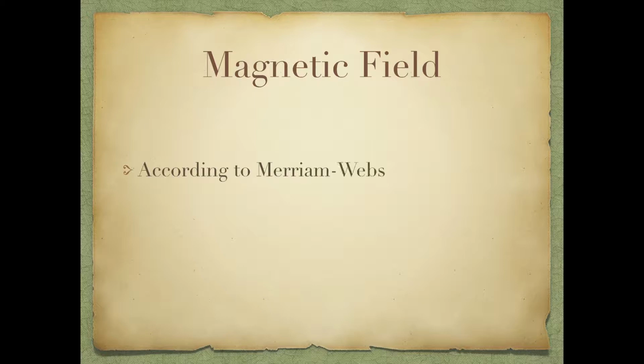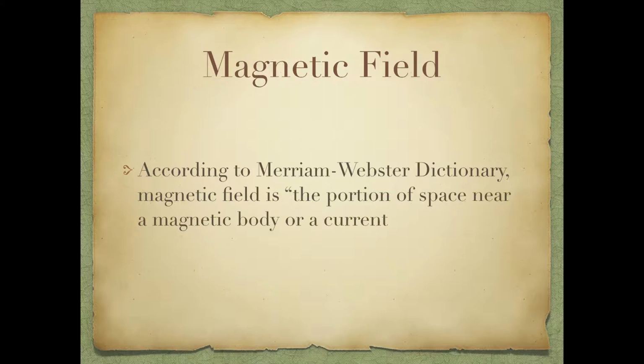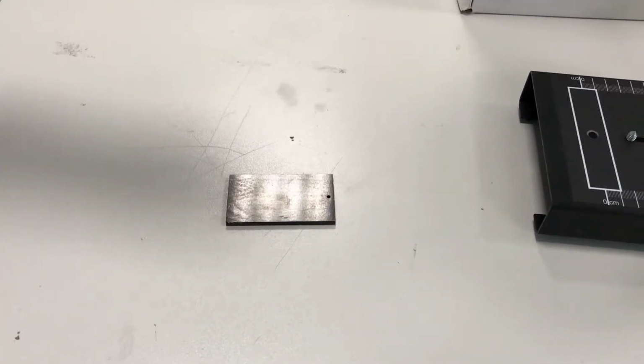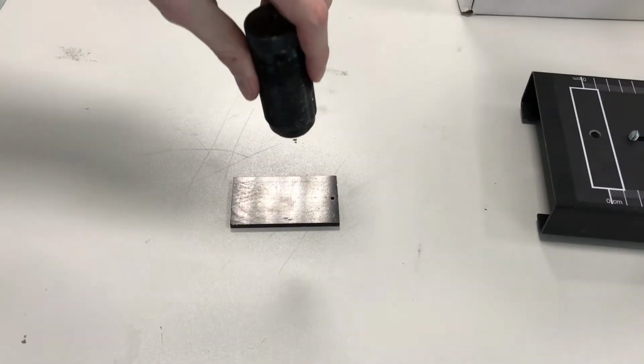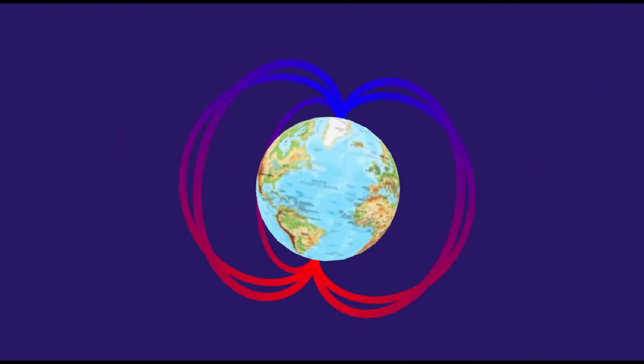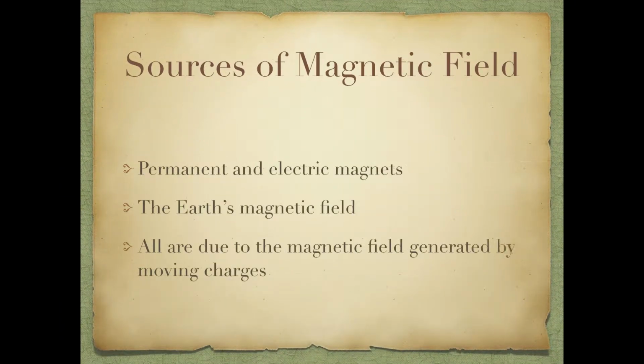According to the Merriam-Webster Dictionary, magnetic field is the portion of space near a magnetic body or a current-carrying body, in which the magnetic forces due to the body or current can be detected. In our everyday life, we most likely can experience the action of magnetic fields generated by permanent and electrical magnets, and also the Earth's magnetic field. All these sources of magnetic field actually arise from the ability of moving charged particles to generate magnetic field.